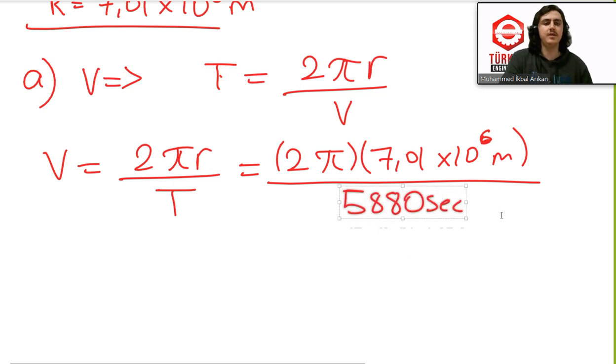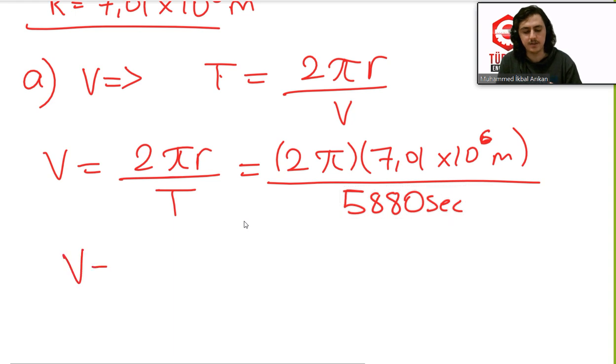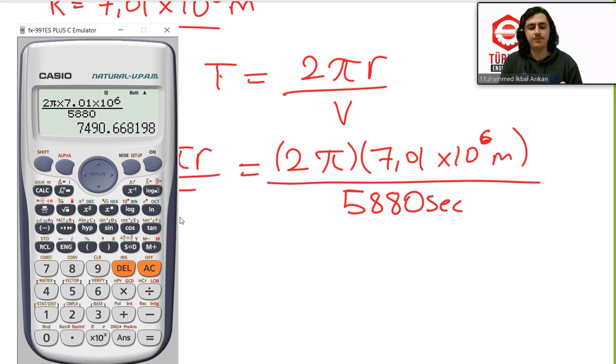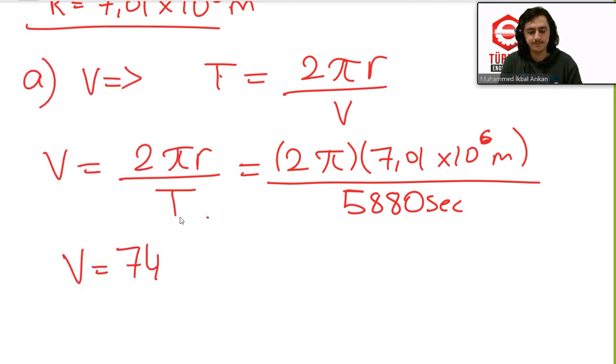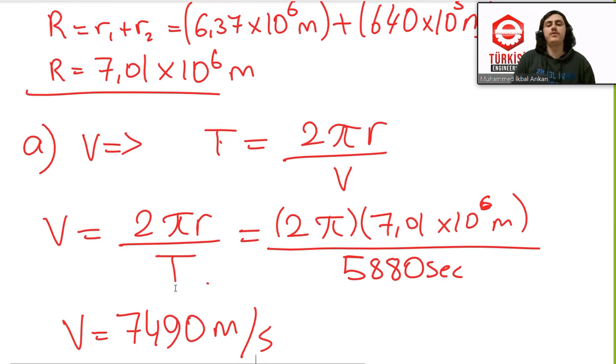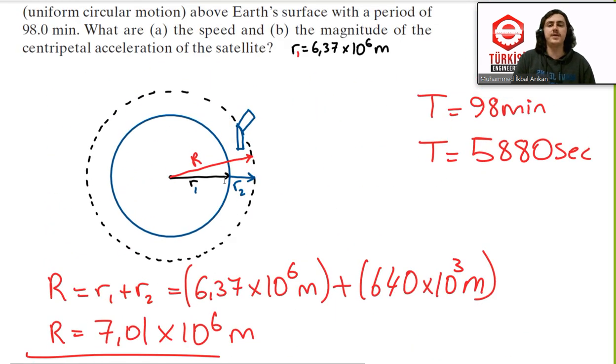It will give me the unit in meters per second, because the top is meters and the bottom is seconds. So 2 pi multiplied by 7.01 multiplied by 10 to the 6, divided by this one, will give me 7,490 meters per second. This is the speed. It goes with a huge amount of velocity, a huge amount of speed.